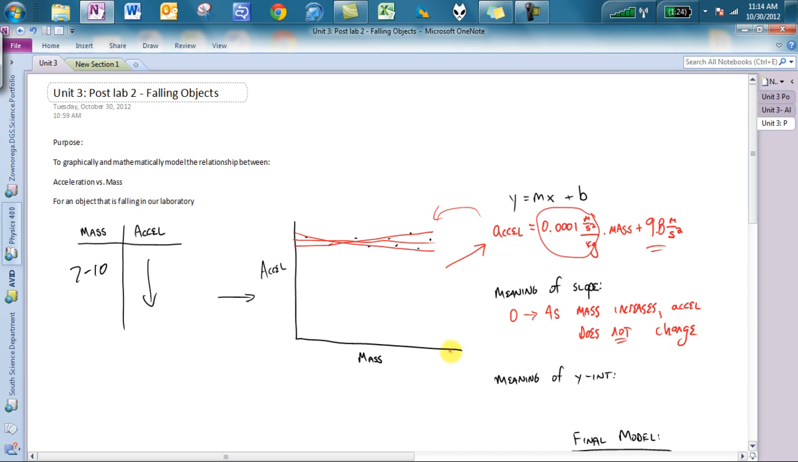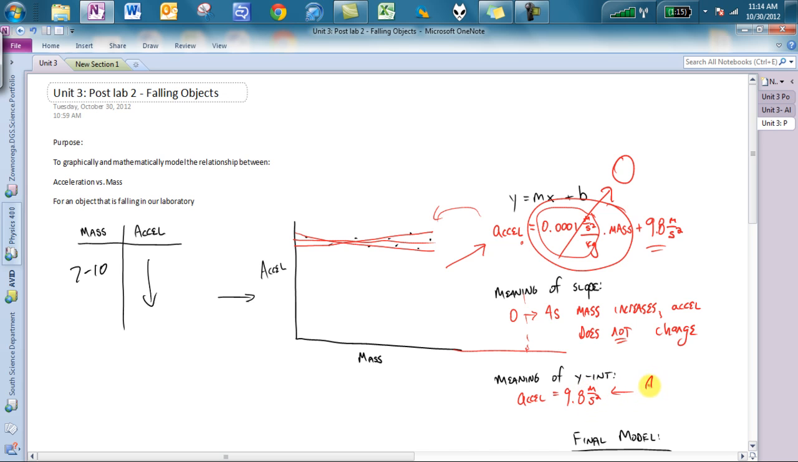So a zero slope means if I extended this graph all the way on over here and I said, what about this mass? Guess what? Our acceleration is going to stay the same. And for our y-intercept, if we go back into the mathematical model, take this whole chunk and call that 0 now, because 0 times mass is 0, the y-intercept is actually just acceleration is equal to 9.8 meters per second squared.